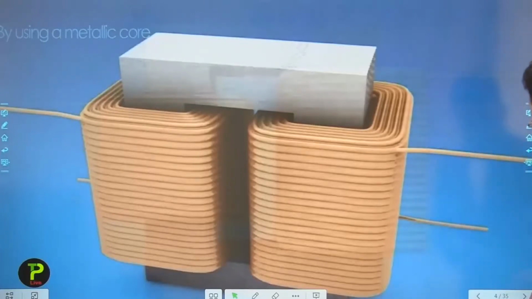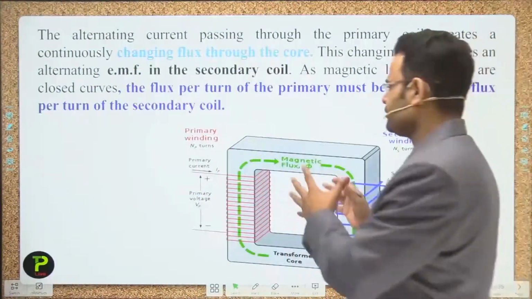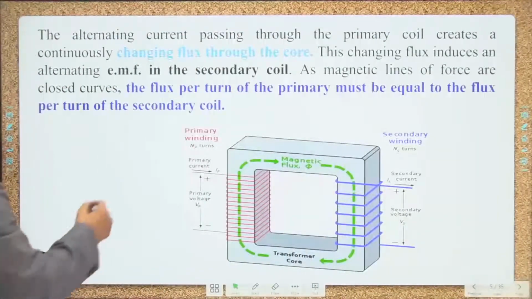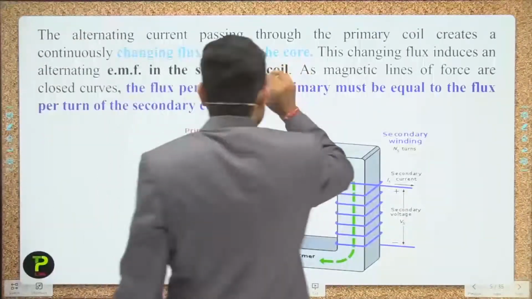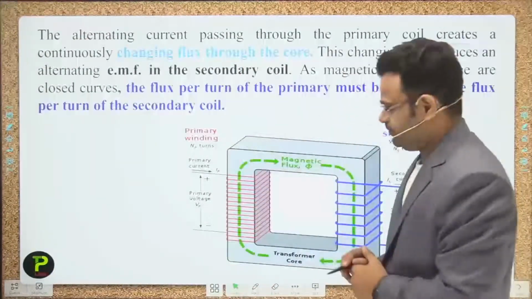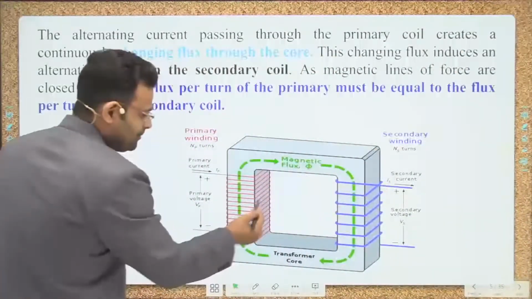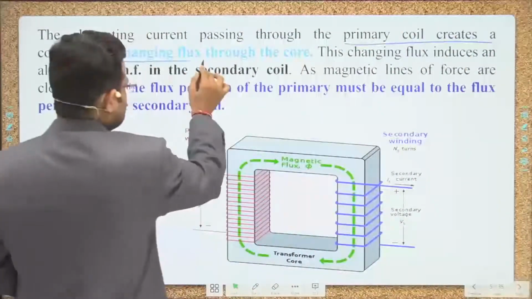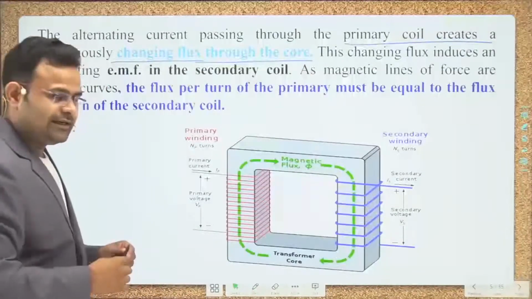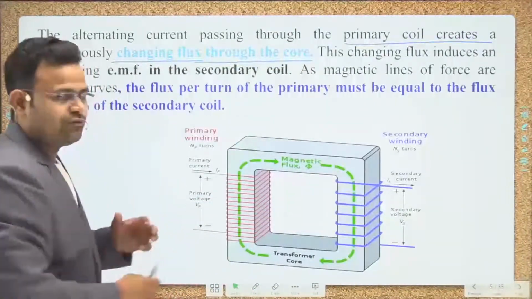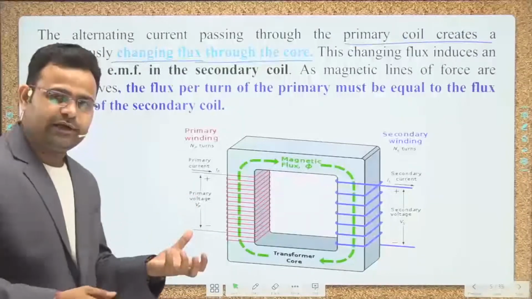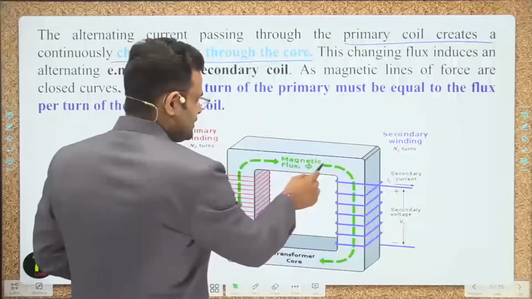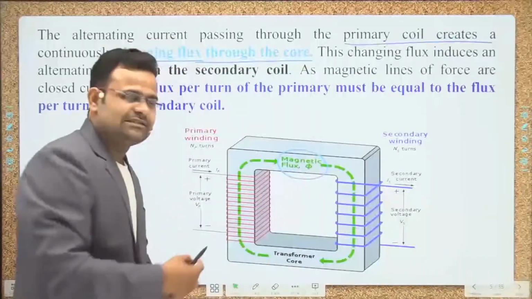Now we move to the next point, some basic information about the transformer. Whenever current passes through the primary coil, the primary coil creates a continuously changing flux through the core. When current passes through that coil, the current changes polarity continuously, plus minus, minus plus. At that time the magnetic flux linked with that core changes continuously.